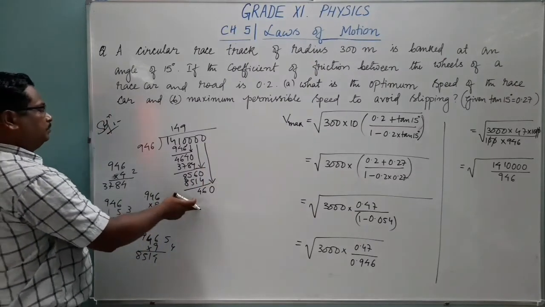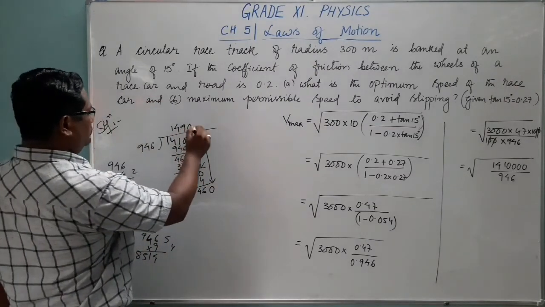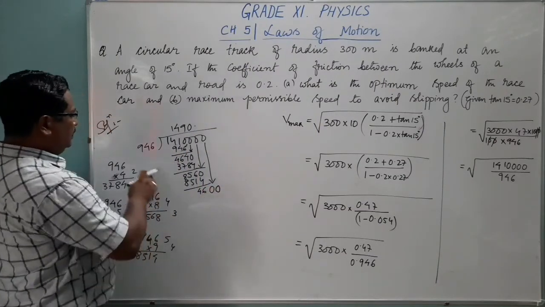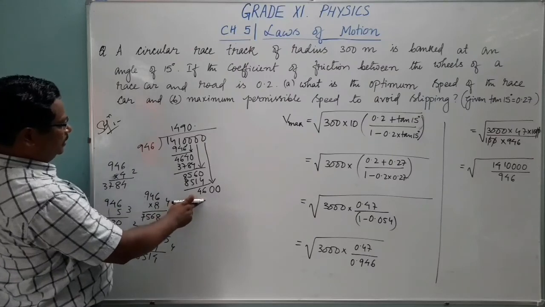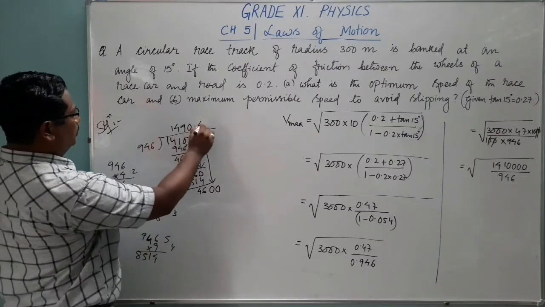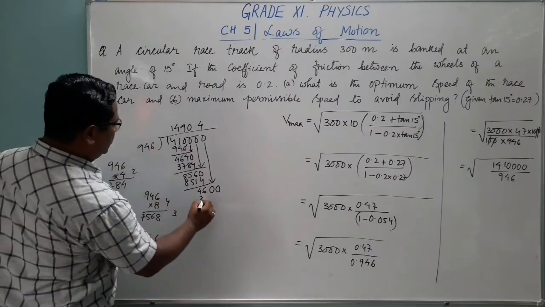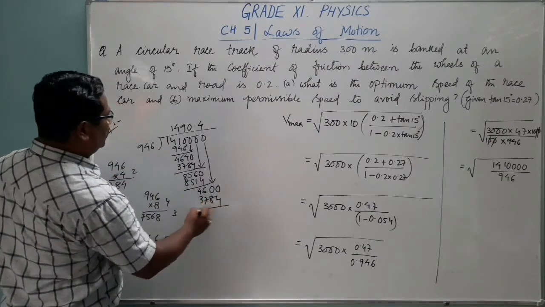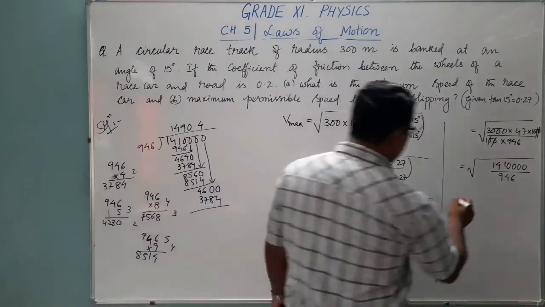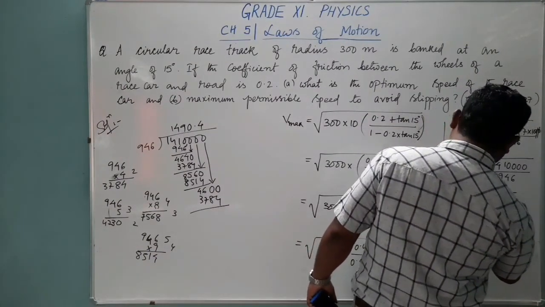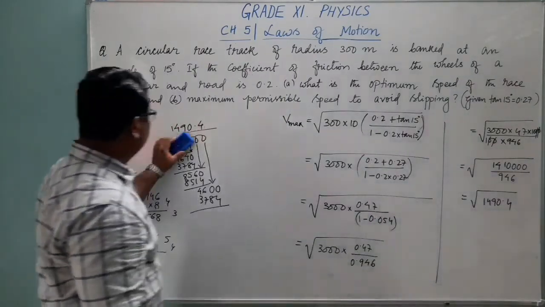Then again this last 0 will bring down. Cannot do one time. So you put 0, then decimal. Then one more 0 you can write. Then again 946. Then 4 times will come. Like this you can find out. 4 times it will be 3784. So you will get the value like this, 1490.4. Then you find out the square root.